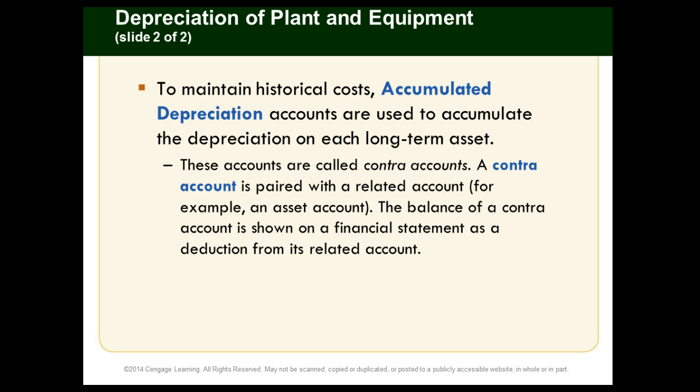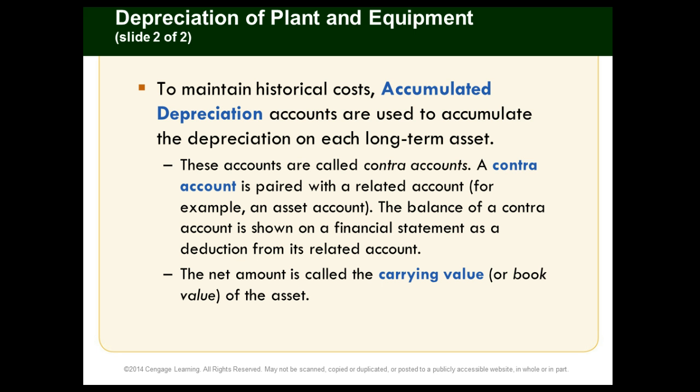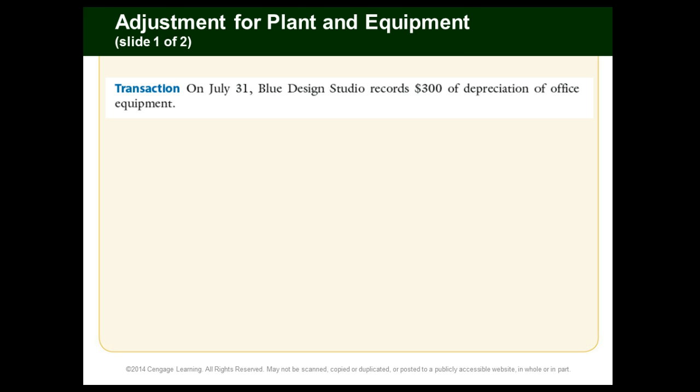So this equipment minus this contra account allows us to keep track of really what the asset originally cost and how much we've taken in depreciation over its life. That net difference between the initial price and all the accumulated depreciation is what we either call the carrying or book value of that specific asset.